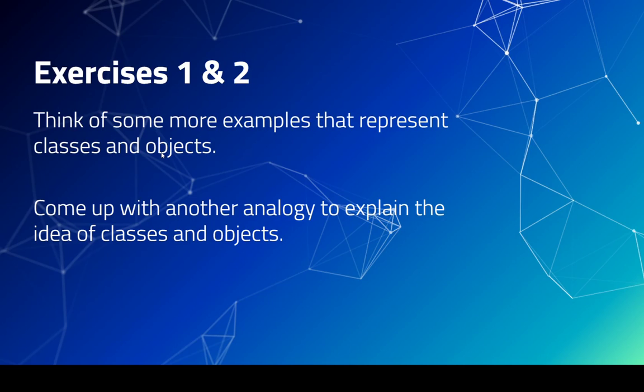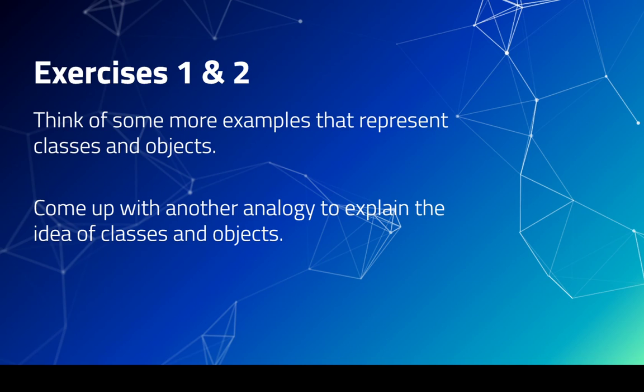Alright. There are just two exercises for this lesson, and they're really like lots of exercises. It depends how much you want to do. But the tasks are to just think of some more examples that represent classes and objects. We talked about cookie cutters, blueprints, and cars so far. Try to come up with some more so that you develop your own understanding. Then come up with another analogy.